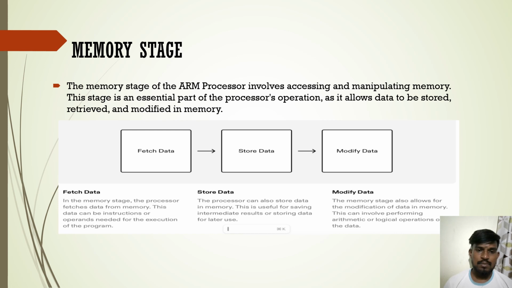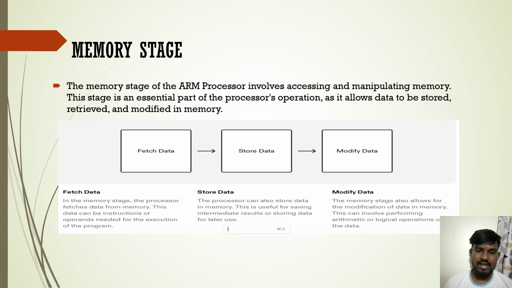Next, the memory stage. The memory stage of the ARM processor involves accessing and manipulating memory. This stage is an essential part of the processor's operation as it allows data to be stored, retrieved, or modified in memory. Fetch data, store data, and modify data. In the fetch data step, the processor fetches data from memory. This data can be instructions or operands needed for the execution of the program.